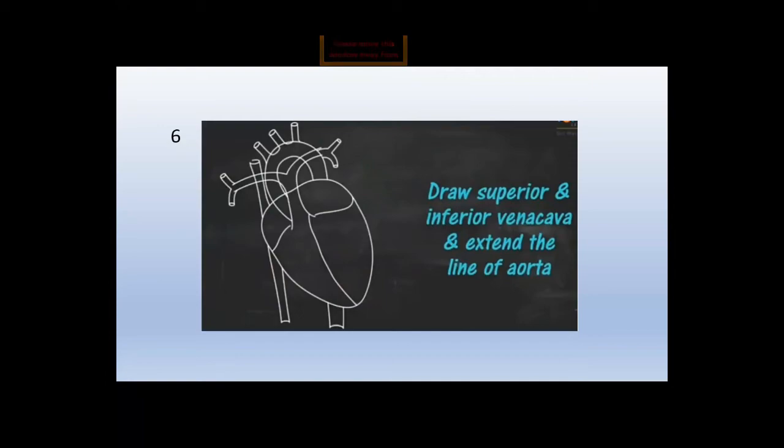Here you have to draw the superior and inferior vena cava and extend the line of aorta. What is superior and inferior vena cava? Actually, the veins that drain the blood into the heart are mainly called vena cava. The main thick vein which collects the blood from the whole body is called vena cava. The superior vena cava collects the blood from the upper part of the body, and the inferior vena cava collects the blood from the lower part of the body.